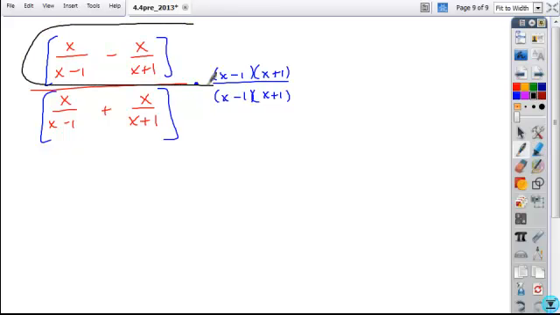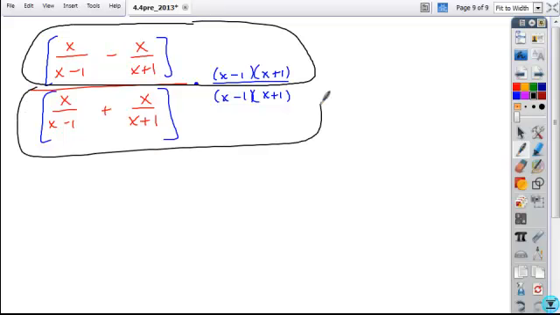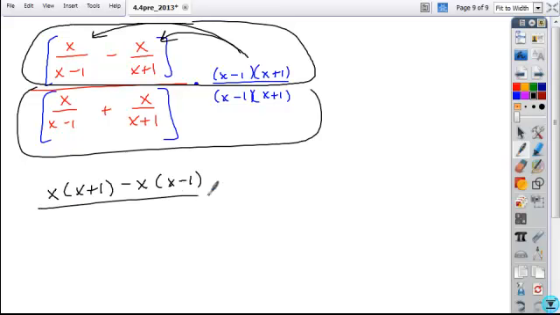But we're just going to work in the numerator separate from the denominator. So let's work in the numerator, distribute through. So here when we take this first fraction, x over x minus 1 times this LCD, the x minus 1's cancel, so we're left with just the x times the x plus 1. When we distribute to the second fraction, the x plus 1's cancel, so we're left with a negative x times the remaining factor, x minus 1. So that's all that's left in our numerator when we distribute through.